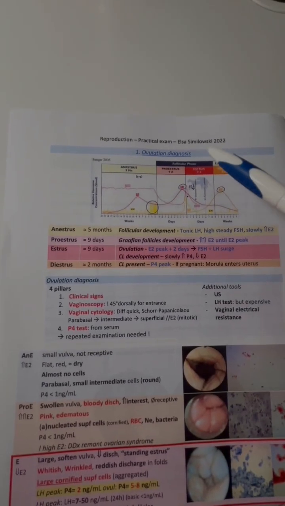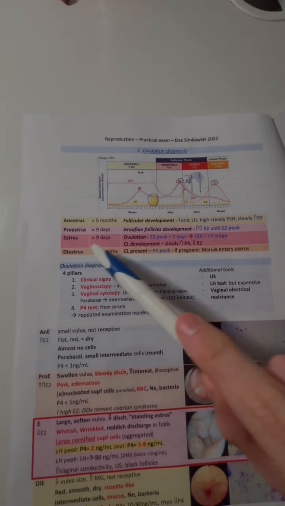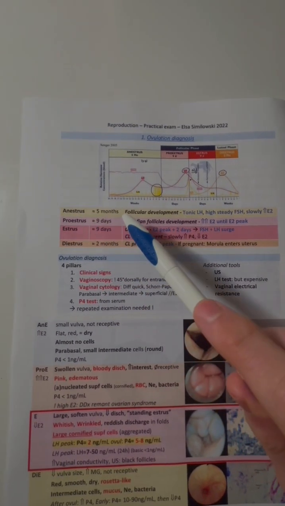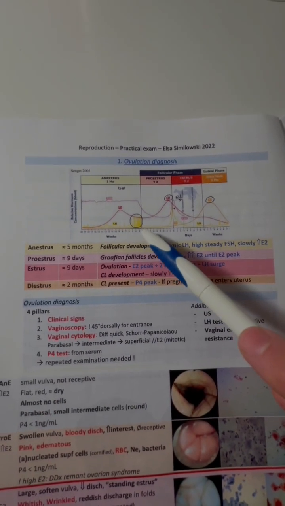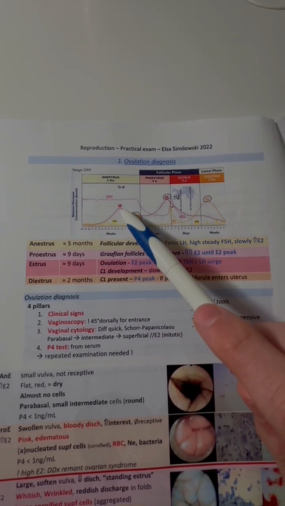Ovulation diagnosis. Anestrus is 5 months, proestrus is 9 days, estrus is 9 days, and diestrus is 2 months. In anestrus, we can see follicular development. There is a tonic LH and a high steady FSH and a slowly increasing E2.